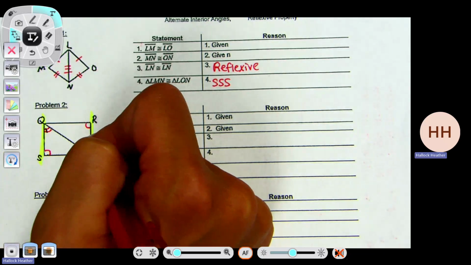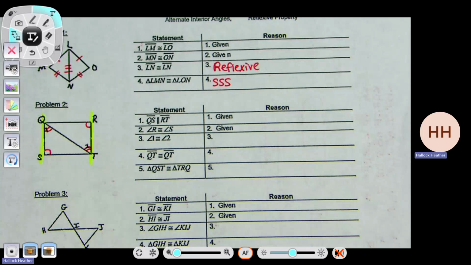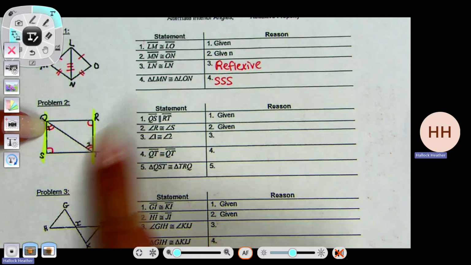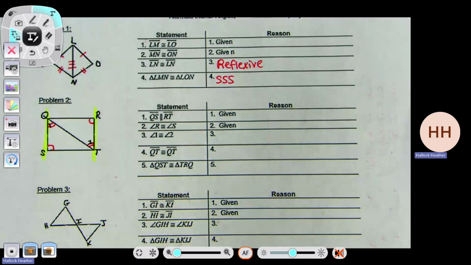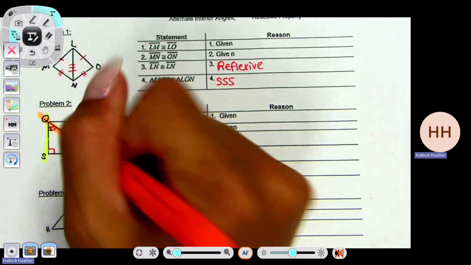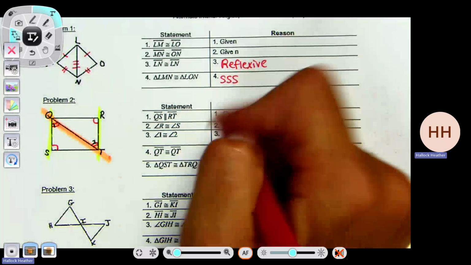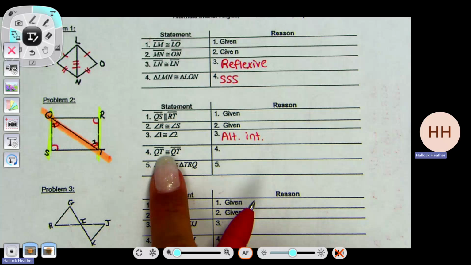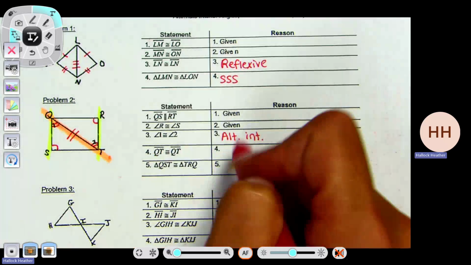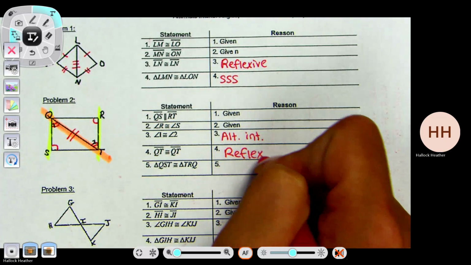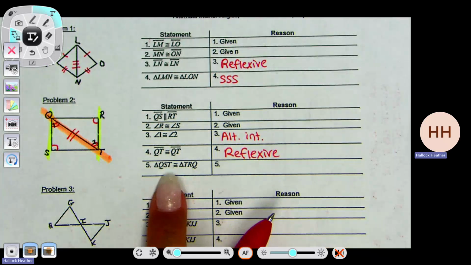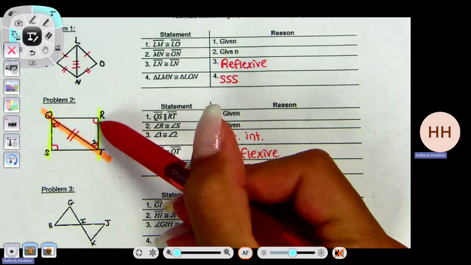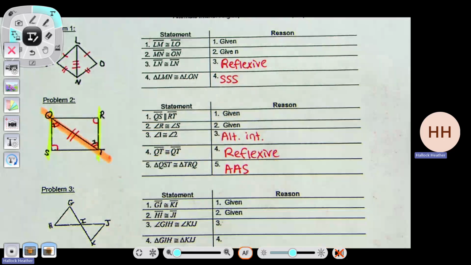How do you know? How do you know angle 1 and angle 2 are alternate interior? Because they cross a transversal. This is the transversal. They crisscross over that transversal. They jump across: alternate interior angles. And then how do you know QT is congruent to QT? Reflexive. And then what statement would you use? Angle, side, because you have an angle, and then the side, reflexive, in the middle.